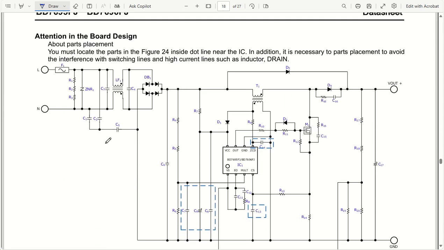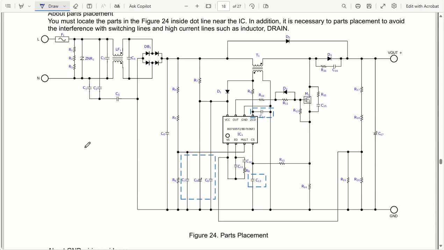Now, attention to the board design. If you want proper board design, then for placing the components you have to consider these three capacitors: one capacitor at the multiplier pin and two capacitors near the VCC pin. The VCC pin capacitors C8 and C9 must be very close to the VCC pin of the IC, and C7 also should be very close to the multiplier pin. This is one recommendation for our board designing.